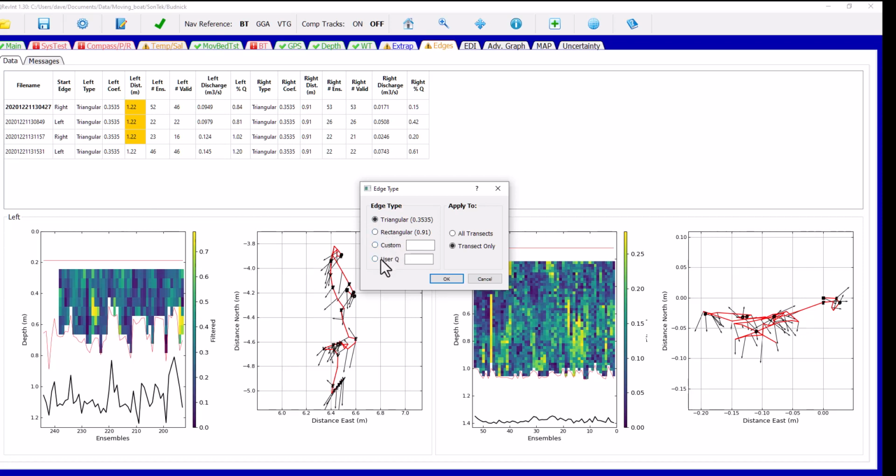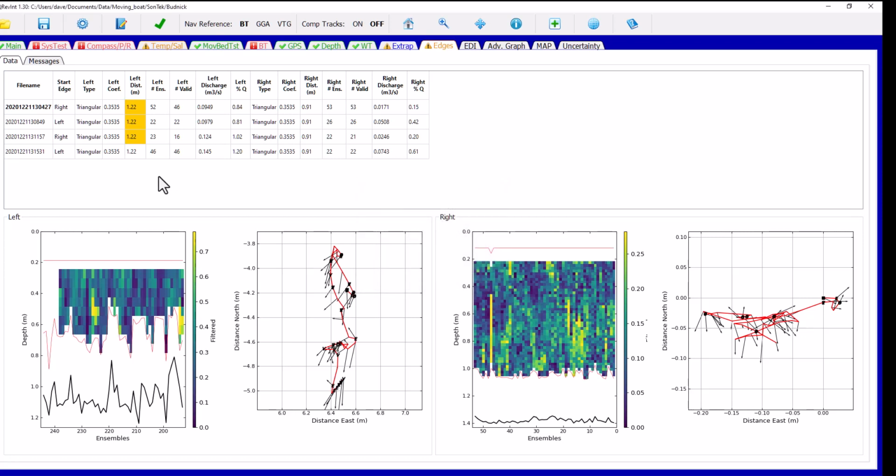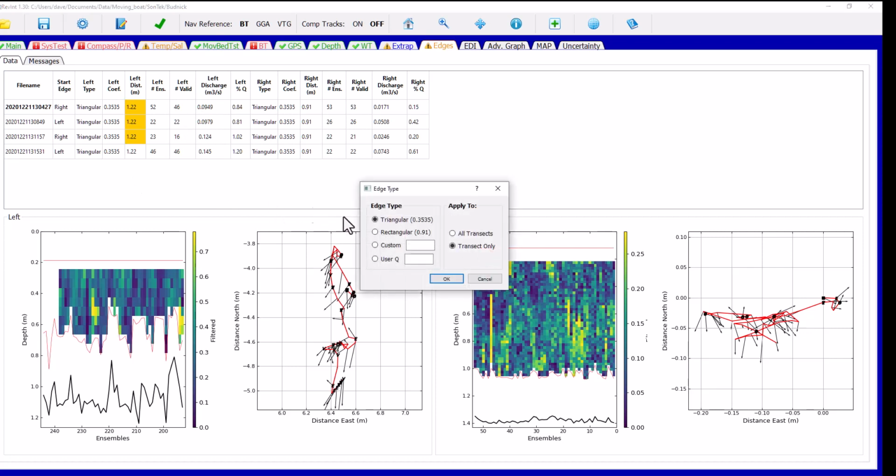And finally, if no shape is appropriate and we have an estimated discharge for the edge, the user can enter that directly. These changes can be applied to all transects or only the selected transect. The same dialog can be reached by clicking in the coefficient column or the discharge column.